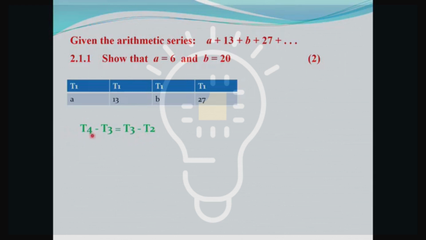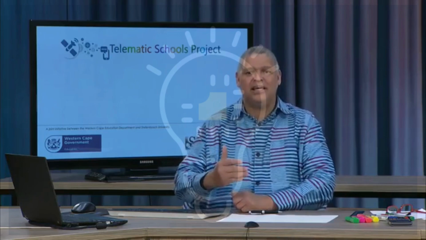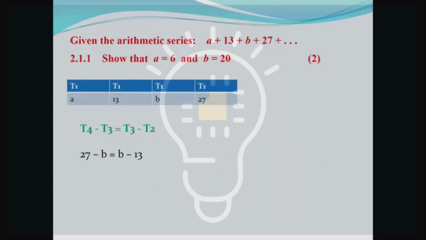Well, what is term 4? It's the 27. Because a is term 1, the 13 is the second one, b is the third one, and then 27 is the fourth one. So in a real sense, if we populate that formula, 27 − b = b − 13.